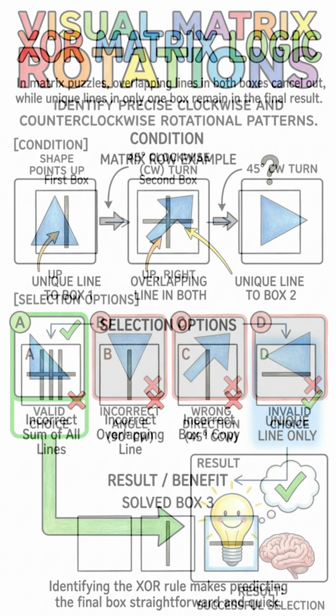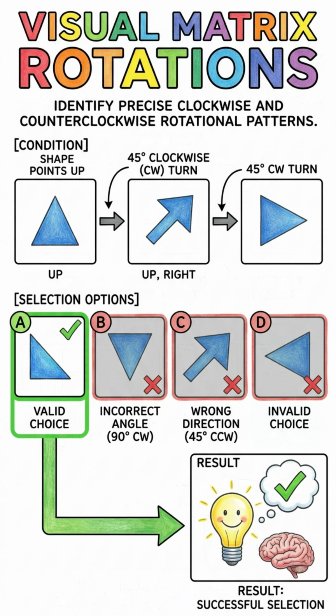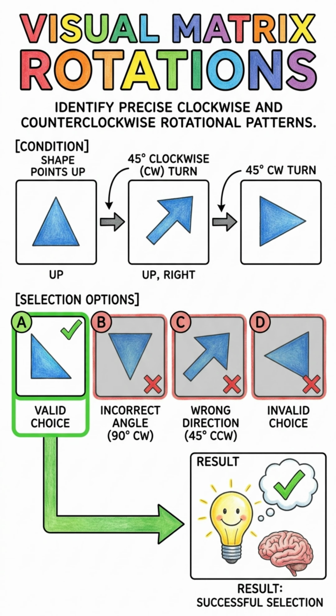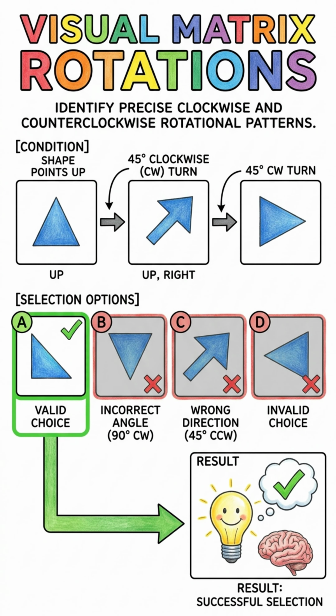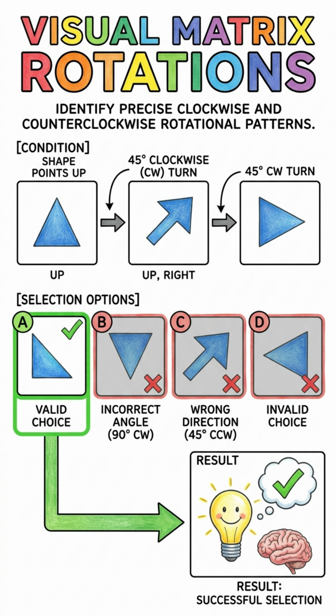Rotational progressions are also heavily featured inside visual matrices, where elements turn by a specific angle from box to box. An element might rotate 45 degrees clockwise from the first box to the second, and another 45 degrees from the second to the third. Paying close attention to the exact angle of rotation is critical because test makers love to offer wrong answer choices that turn counterclockwise or rotated by 90 degrees instead. Always measure the direction and exact degree of turn across the top row before scanning the answer options.